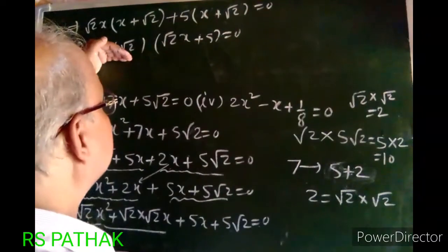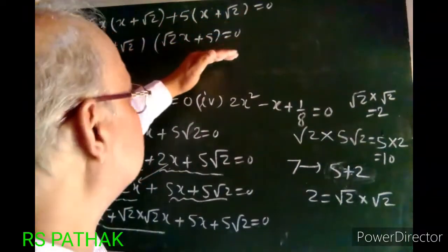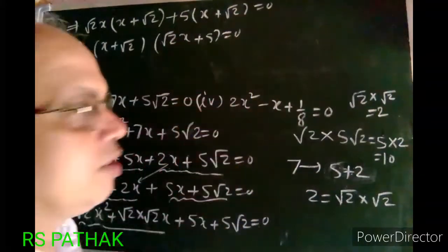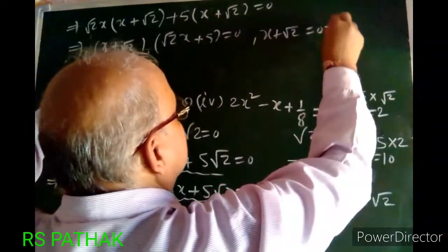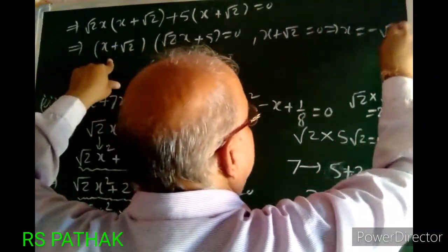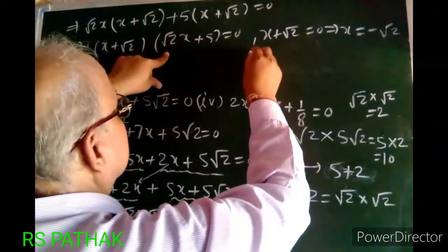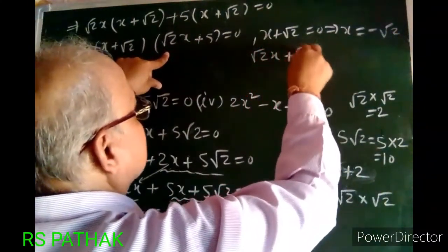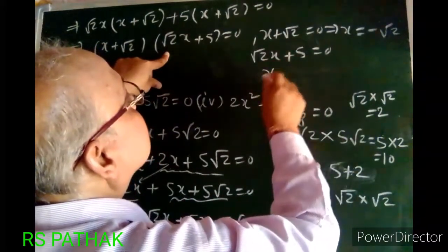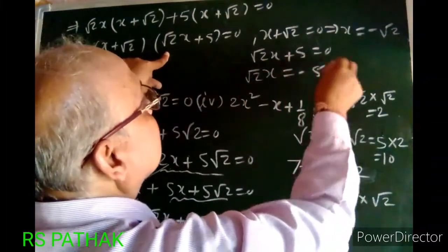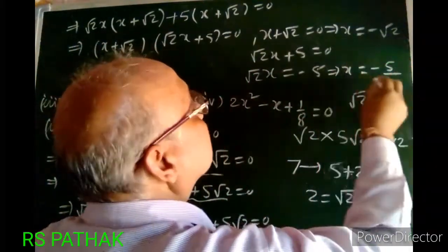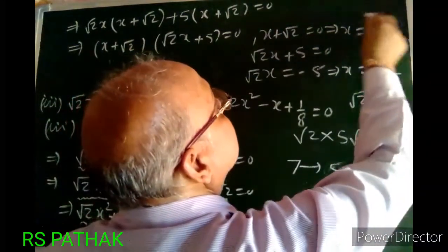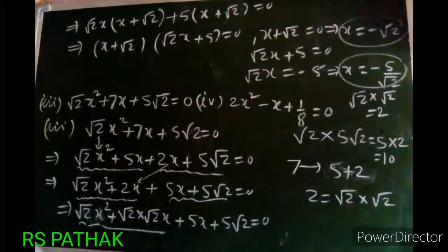The product of this factor and this factor is 0, therefore I will equate each factor equal to 0. Therefore x plus √2 equals 0, x equal to minus √2. And this √2x plus 5 equals 0, √2x equal to minus 5, x equal to minus 5 upon √2. These are the roots of that equation. Clear?